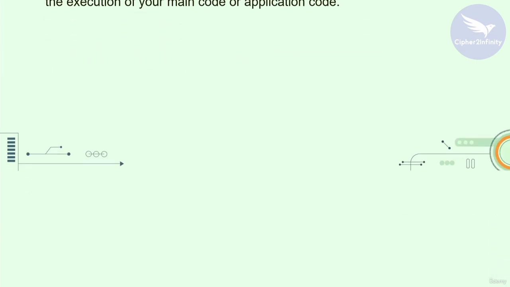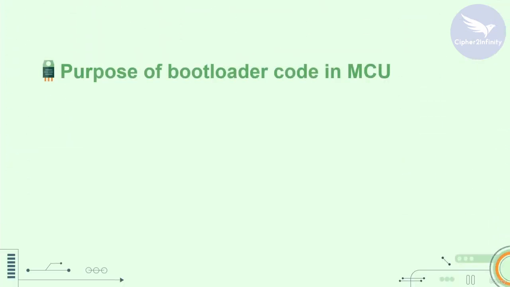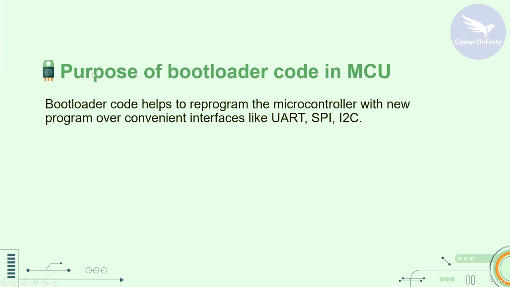Now let's try to understand the purpose of bootloader code. This is basically the purpose of bootloader code. A bootloader code helps to reprogram the microcontroller with a new program over a convenient interface like UART, SPI, I2C.